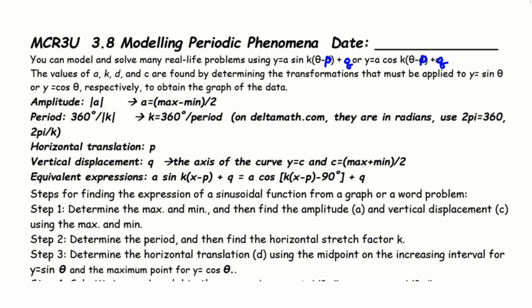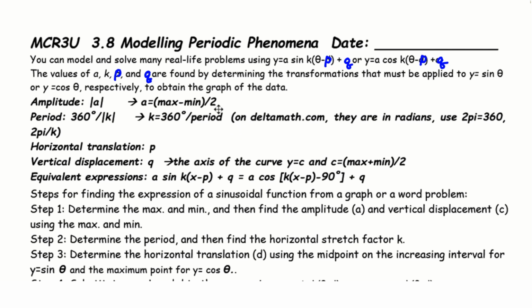In this video, we are going to show you how we can model a real-life problem using y equals a sine k bracket theta minus p bracket plus q, if it's a sinusoidal periodic situation. Or we could use a cosine, y equals a cosine k bracket theta minus p bracket plus q. The values of a, k, p, q can be found from the given information, either from the graph or from the maximum, minimum, period, that information.